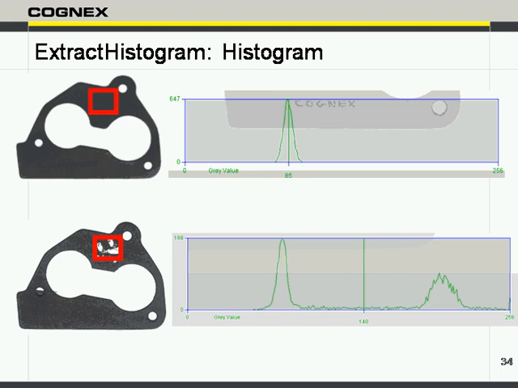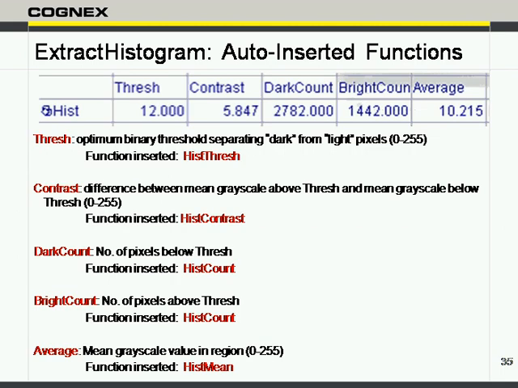It will give us the amount of dark and light pixels by drawing a threshold down the middle here, or in between the values. So that's our extract histogram tool itself, and within that we will have the structure, and these are the auto-inserted functions, which don't have row and column. What they do is they have different values, especially contrast.